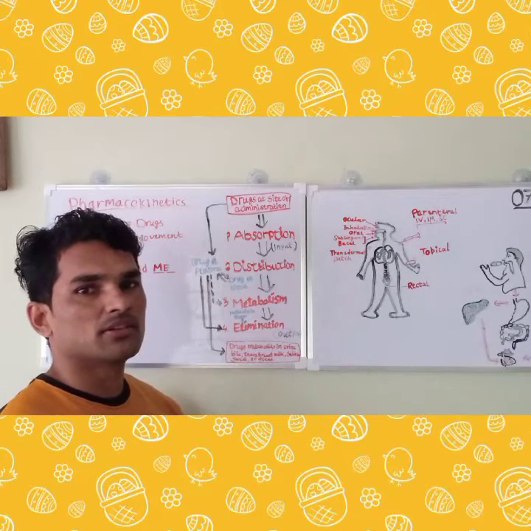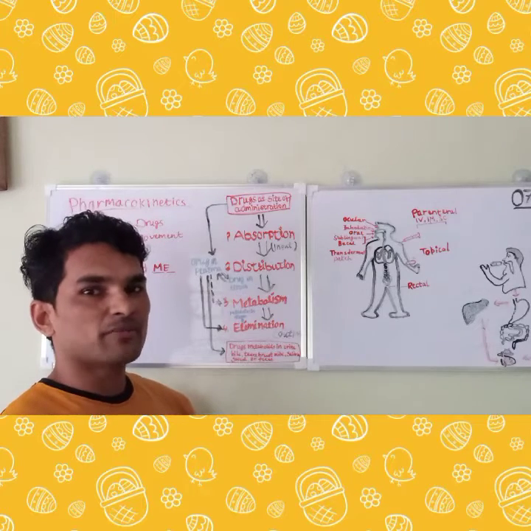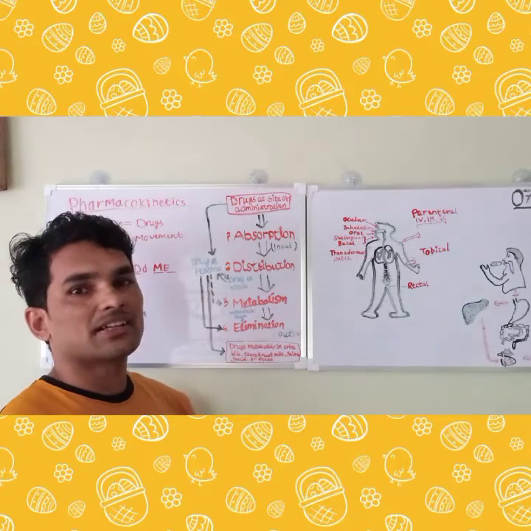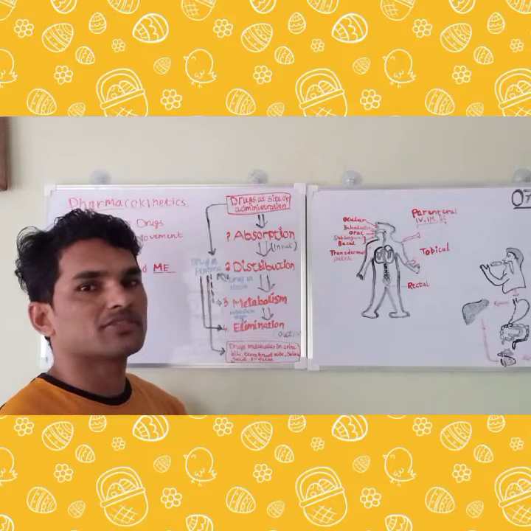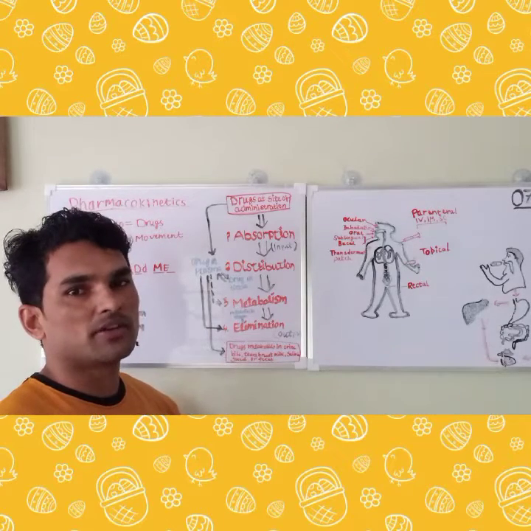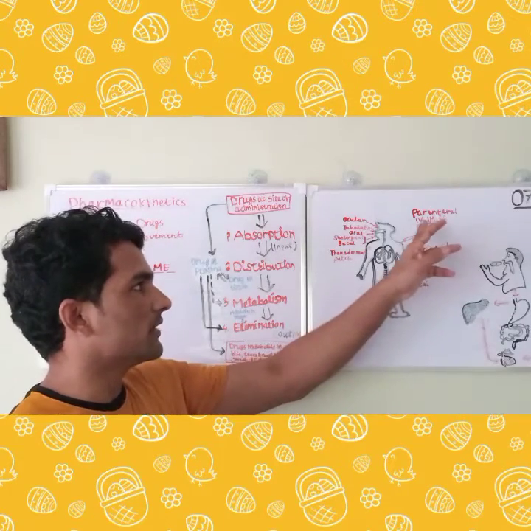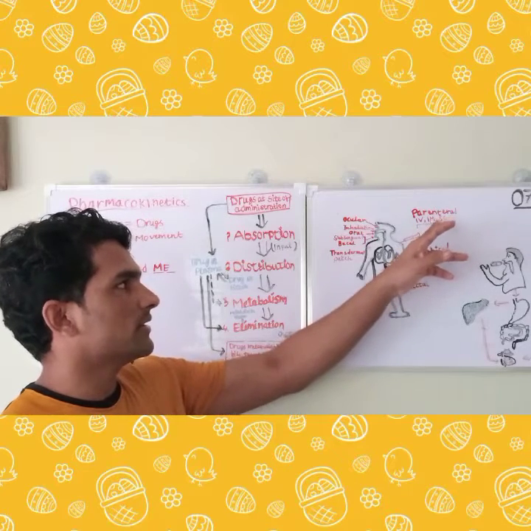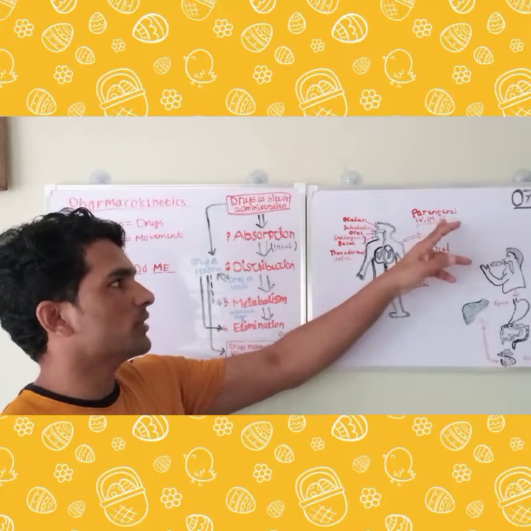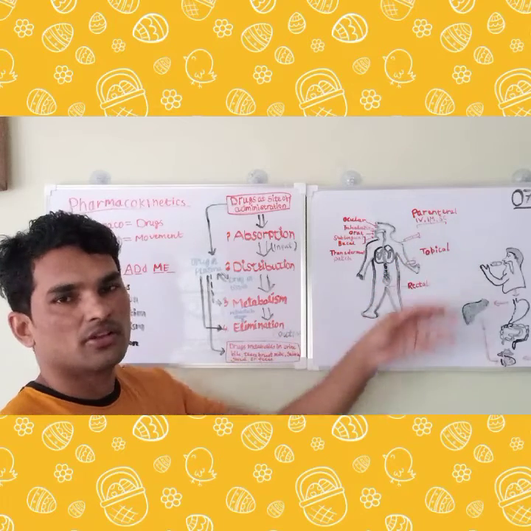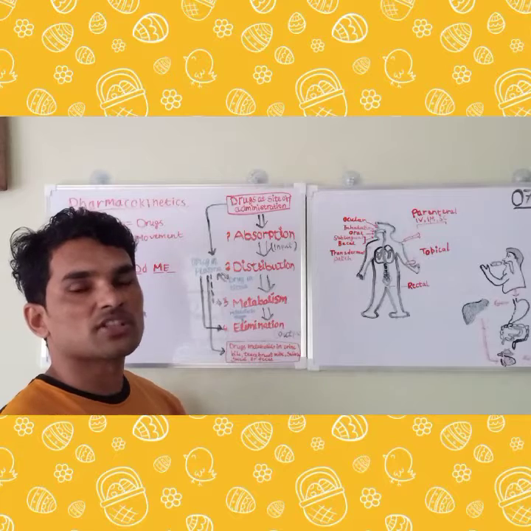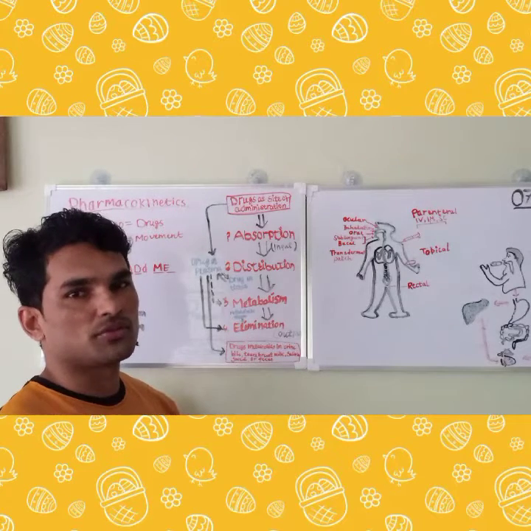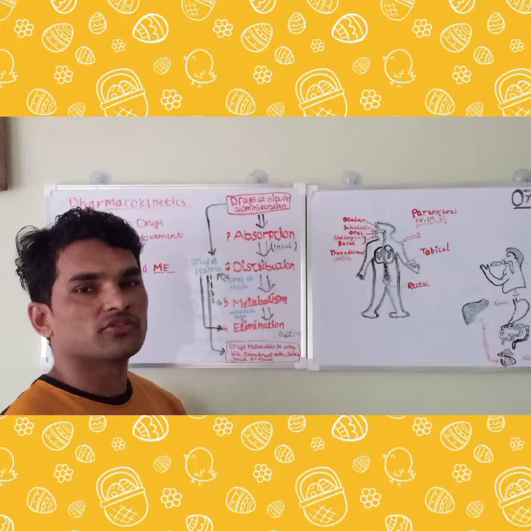Then what does it mean? Enteral: the drug administered is absorbed into the blood directly from the gut, orally, that's called enteral. What does parenteral mean? As you can see in this diagram, IV, IM and SC: intravenous, intramuscular and subcutaneous. So the drug administered bypasses the gut and goes through the systemic circulation for absorption, that's called parenteral.